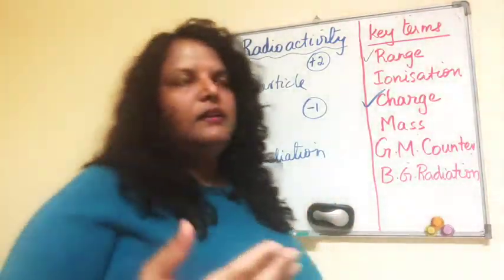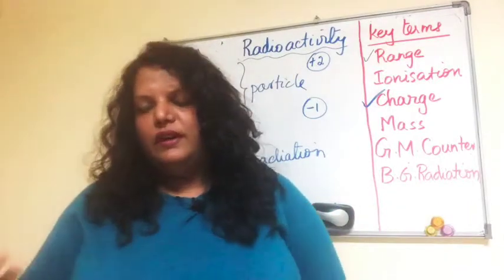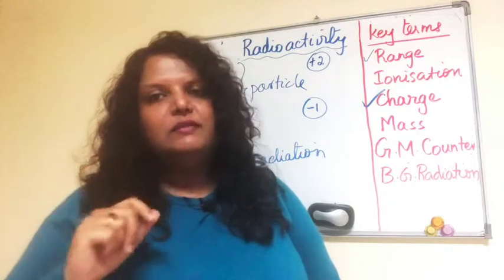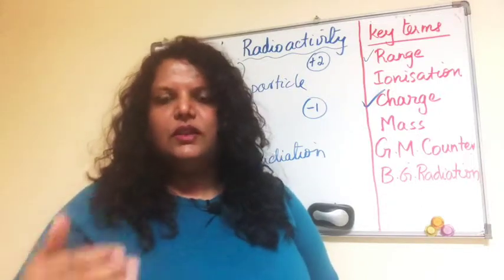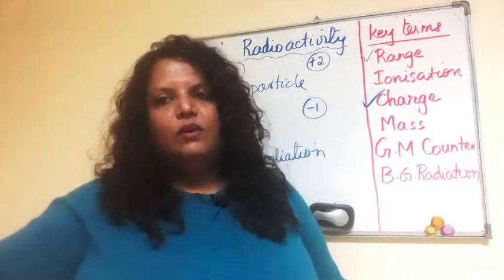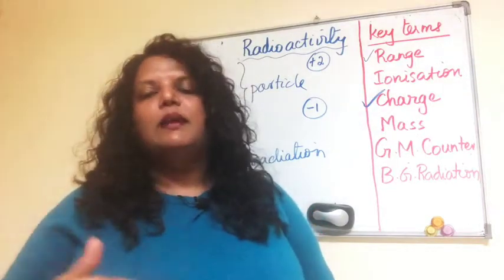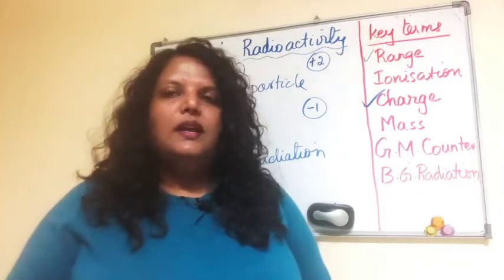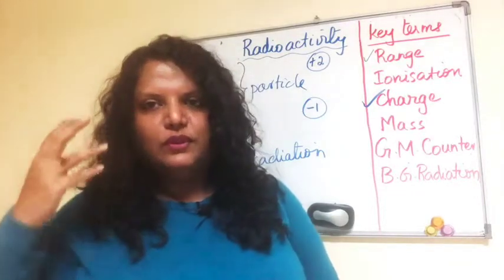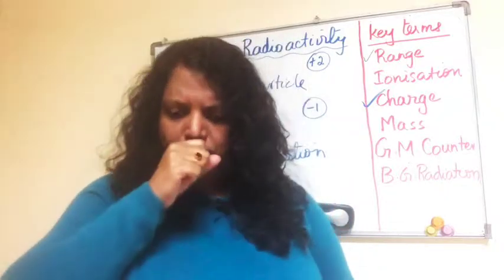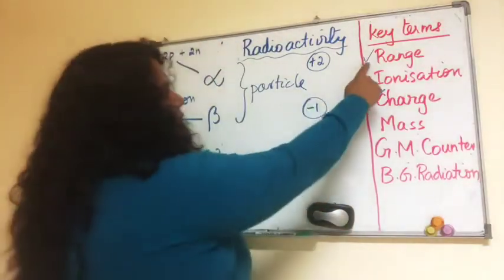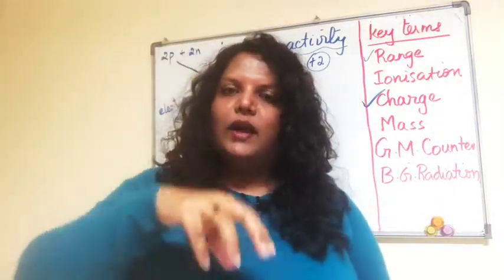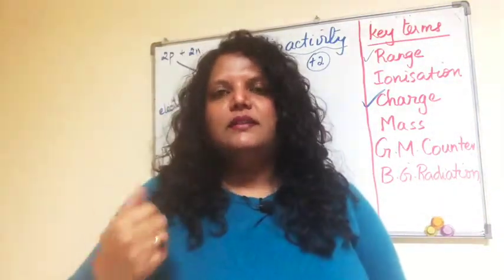Now there are fixed values for how far they will travel in air. I'll just give you an overview. Alpha travels only 5 centimeters in air, 5 to 7 centimeters you can say. Beta will travel almost up to 30 centimeters. Gamma will travel a few kilometers. So there is a difference in their range also. Now why is it so? If you analyze it, that has to be linked with ionization as well. If you understand ionization, you will understand why the range of these 3 particles are different.